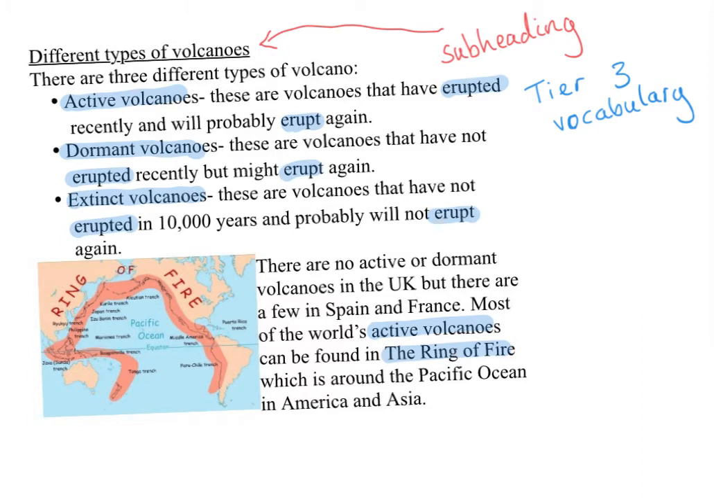So we've got active, dormant, extinct, lots of the verb erupt, and they've got active volcanoes in the Ring of Fire here, lots of tricky words. What other features can we spot? So I can see there's a new paragraph there.